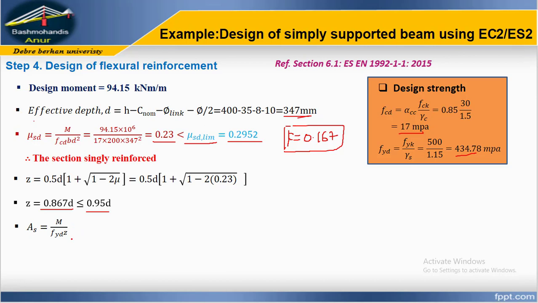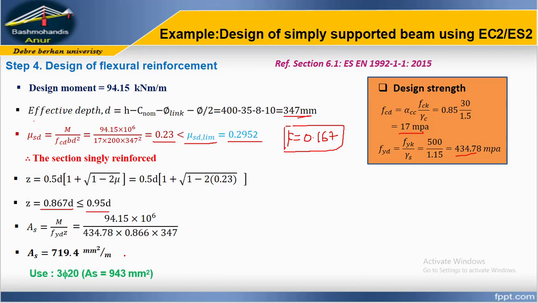Therefore, substitute the target value. Area of steel equals 719.4 mm square per meter, okay? Finally, use 3 phi of 20 mm diameter, okay?